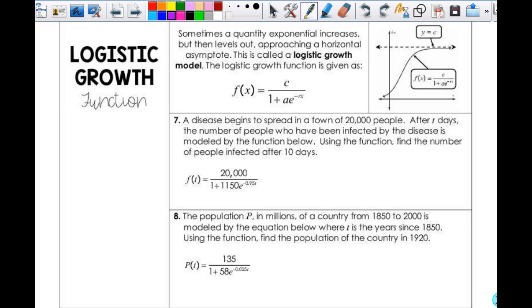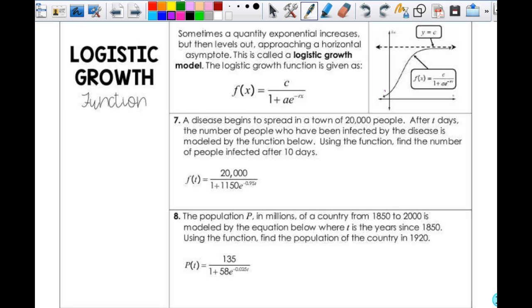And so it says sometimes a quantity exponentially increases, but then levels out, approaching a horizontal asymptote. This is called the logistic growth model. So we have a horizontal asymptote in all of our exponentials, but there are times where it's not going to continuously increase to infinity. It's going to have to level out at some point. And this is a lot of the business models and whatnot, because you can only expand so much. And so it gives you the equation here.